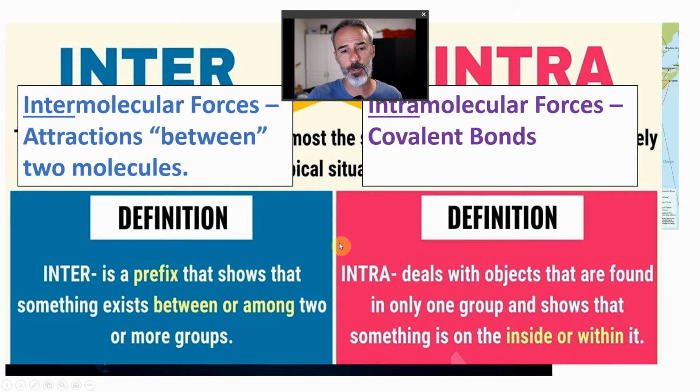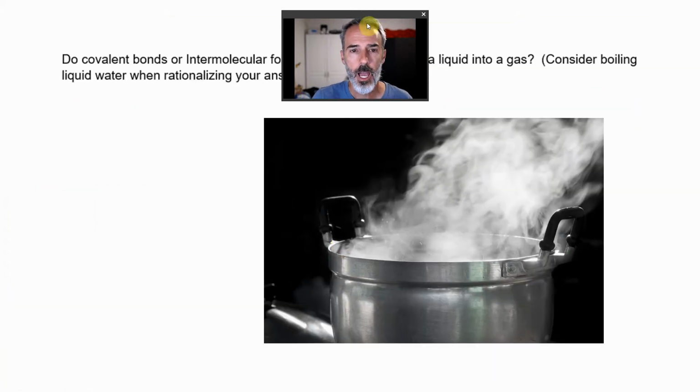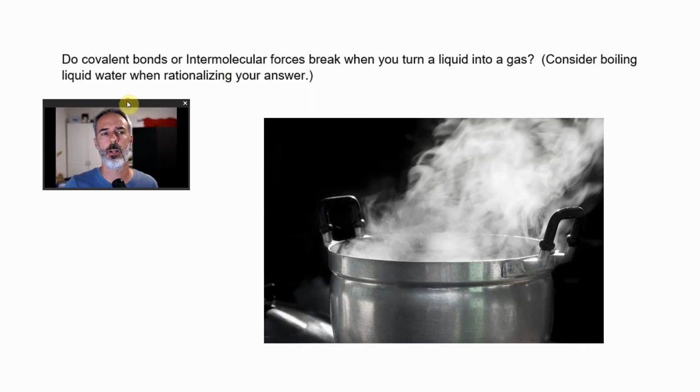All right, so now that we've got the prefixes down and we've got that general idea, look at this potential example here. If you have some water in here and you're boiling it, you put it on a stove and clearly you get some steam, what's really breaking there? Is it the covalent bonds, the O and the H, or is it the intermolecular force? What do you think?